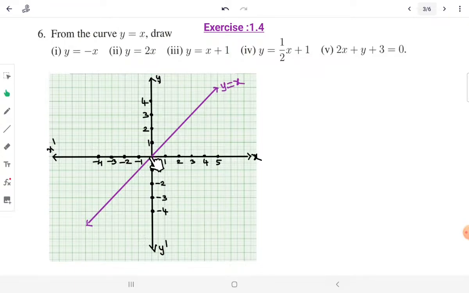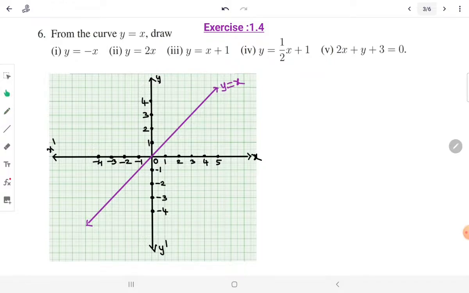If x is 0, y also 0. If x is 1, y is also 1. If x is 2, y is also 2. If x is 3, y is also 3. Similarly, if x is minus 1, y is also minus 1. If x is minus 2, y is also minus 2. So I have already drawn the y is equal to x graph. Y is equal to x is a graph which passes through the origin.